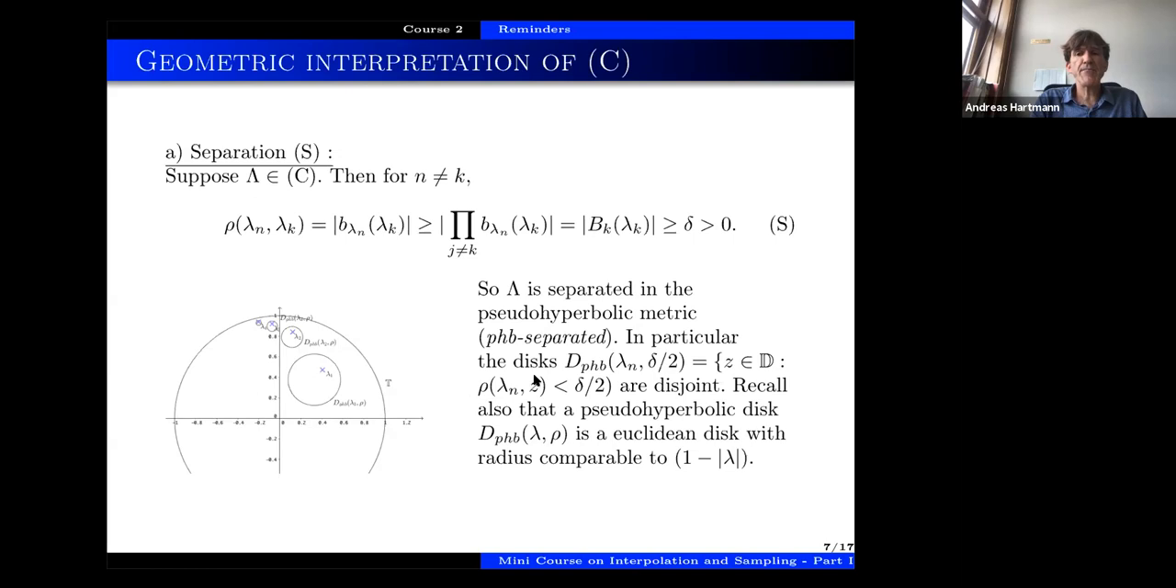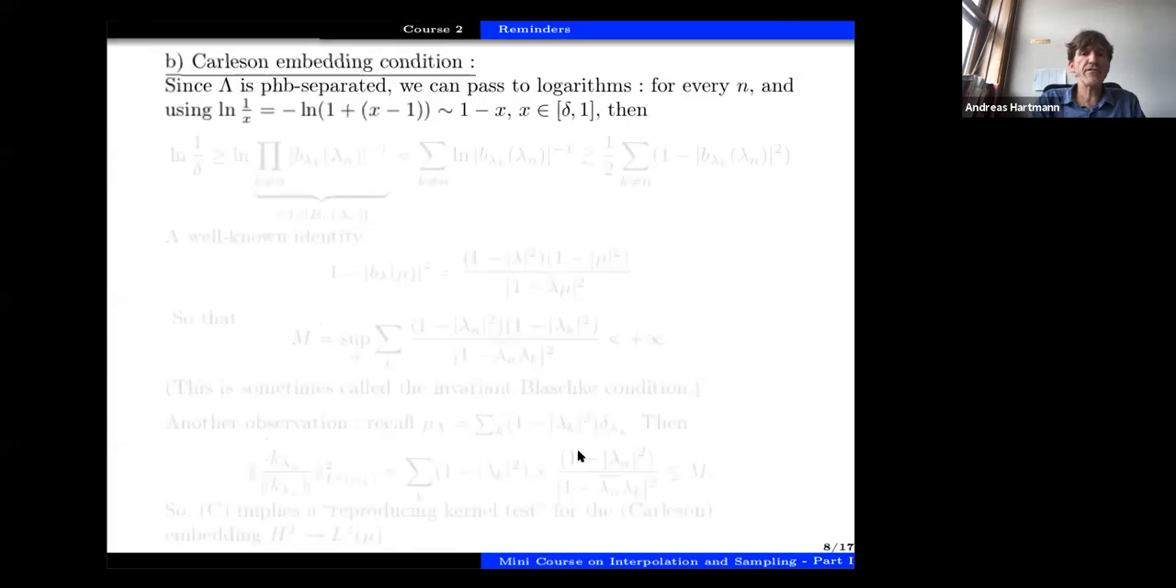And as I mentioned yesterday, and it's on this nice picture, if I fix the radius of this pseudo-hyperbolic neighborhood, then this is like a Euclidean disk. It's not centered in lambda k. It's a little bit displaced with respect to the center, but still it's a Euclidean disk, and its radius is comparable to the distance to the boundary. So all these disks have the same pseudo-hyperbolic radius. Okay, this has to be clear. So they get smaller and smaller when you get to the boundary. Okay, so Carlson condition implies separation.